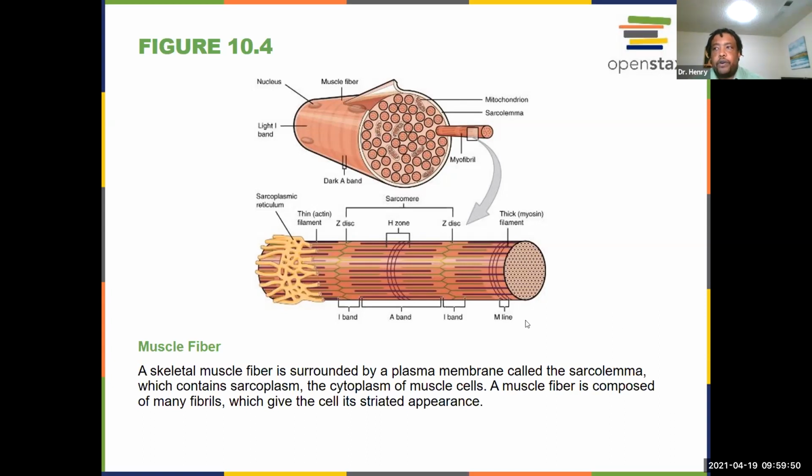So you have what you call your M line, meaning your myosin. You have the chains of myosin that are wrapped around it, and you also have the filaments themselves. Then you have your I band, your A band, and then again your I band. And you have your sarcoplasmic reticulum located at the end of that muscle fiber.